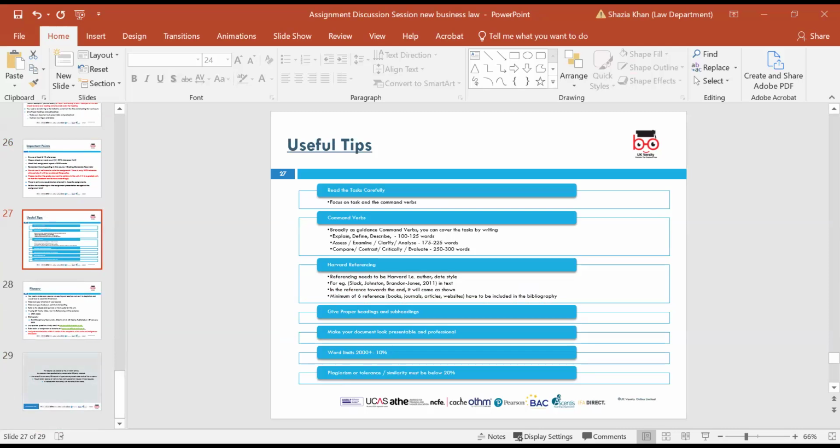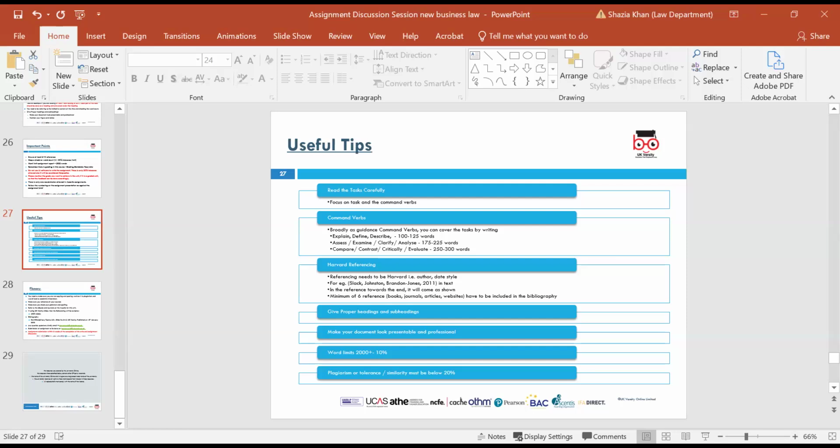And the Harvard referencing needs to be the Harvard system, where it's the author, the date, style. For example, in text, you could use Slack, Johnson, Brandon Jones, 2011. In the reference towards the end, it must be shown as the full text. Minimum of 6 reference books, as we said, a bibliography.